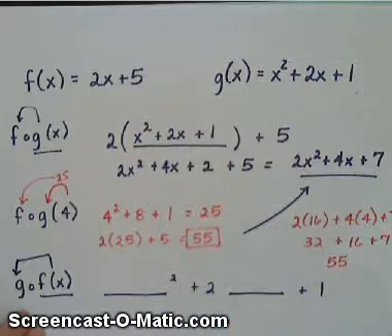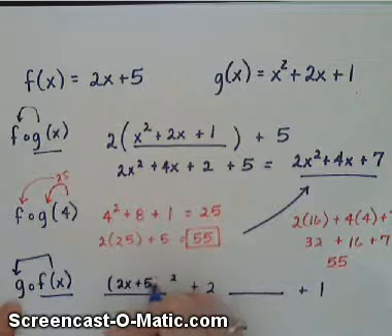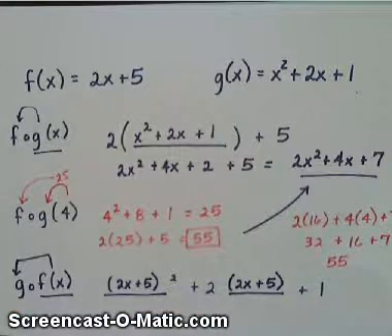Everywhere there's an x in the g function, we're going to leave a blank. And on that blank, we're going to come back and we're going to put 2x plus 5. Think of this as embedding a function inside another function. So this is what we've got.